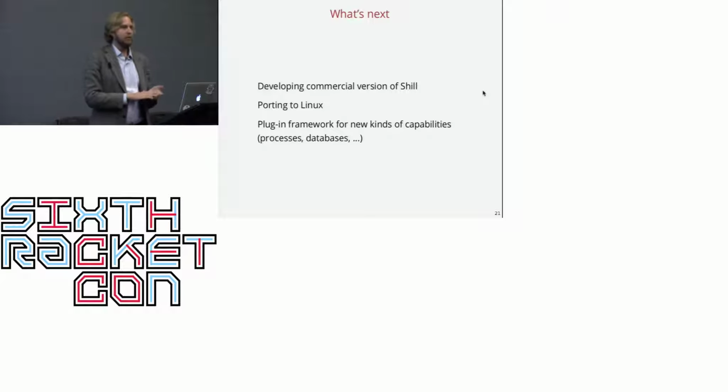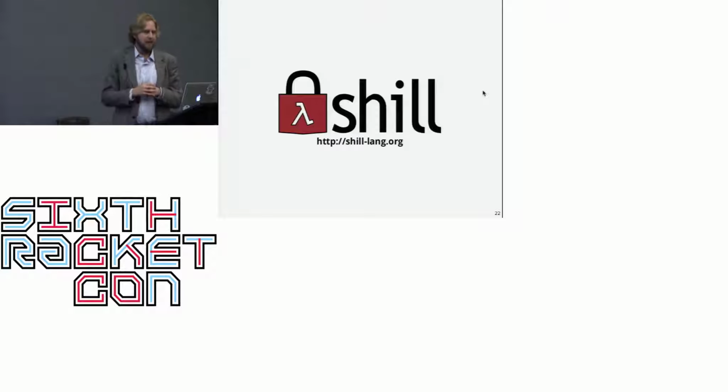So what's next? As Matthew mentioned, we're working on a commercial version of Shill, which has some exciting sub-projects. We're working on porting that FreeBSD infrastructure over to Linux so that it's more accessible to people, and also so that I can write more of Shill within Racket itself, which is going to let us do exciting things like let you write filters and stuff in your contract combinators that get applied to executables themselves that are written in Racket. And we're working on a plugin framework that would allow us to add more and more different types of capabilities to Shill for things like process management, job control, databases, and you name it.